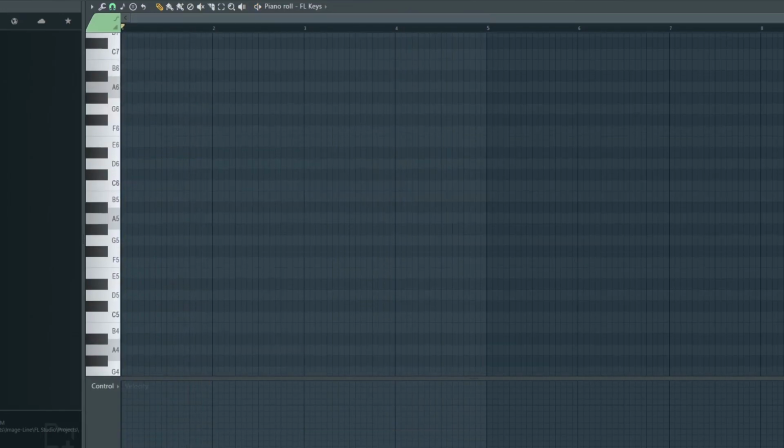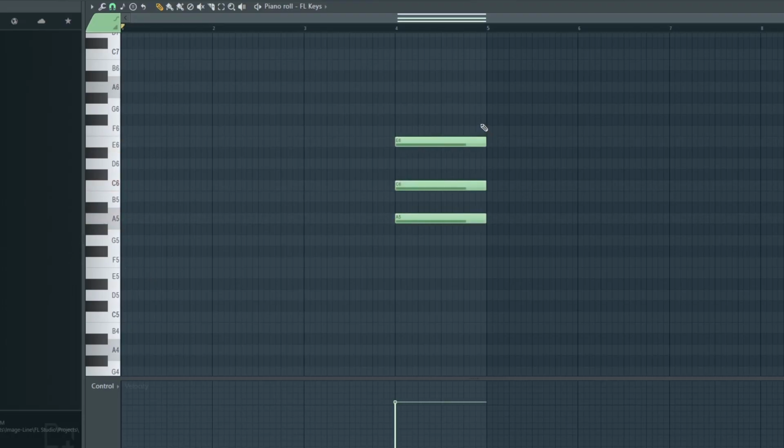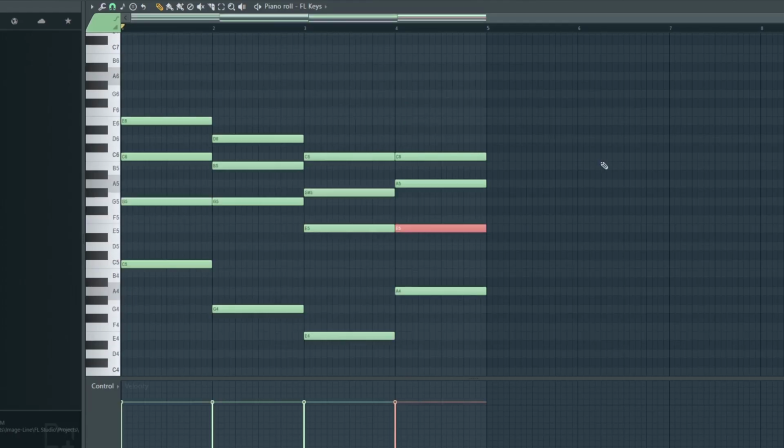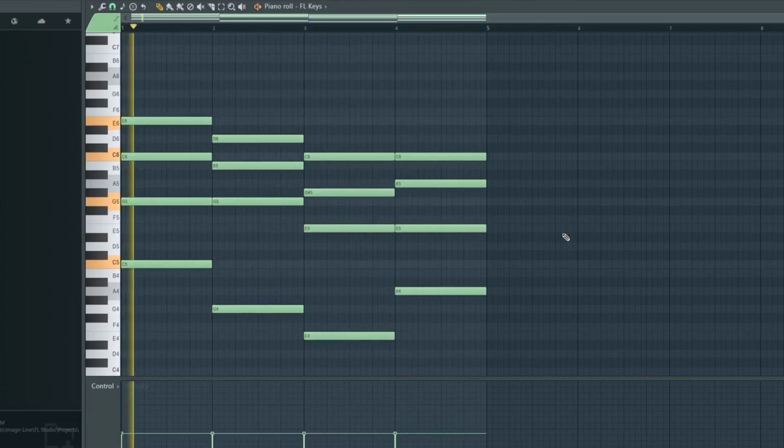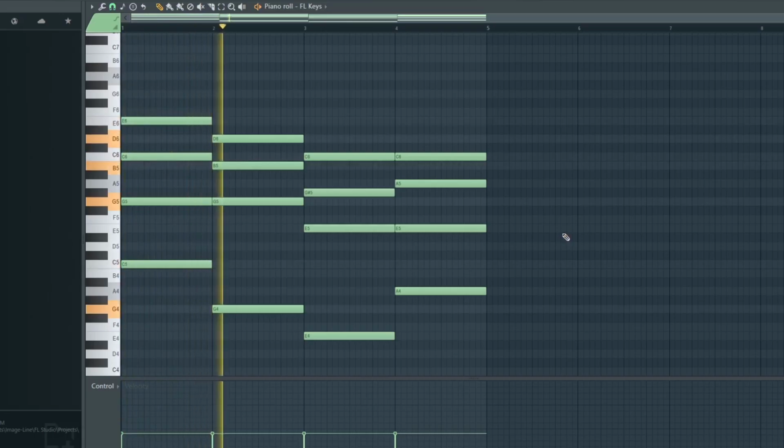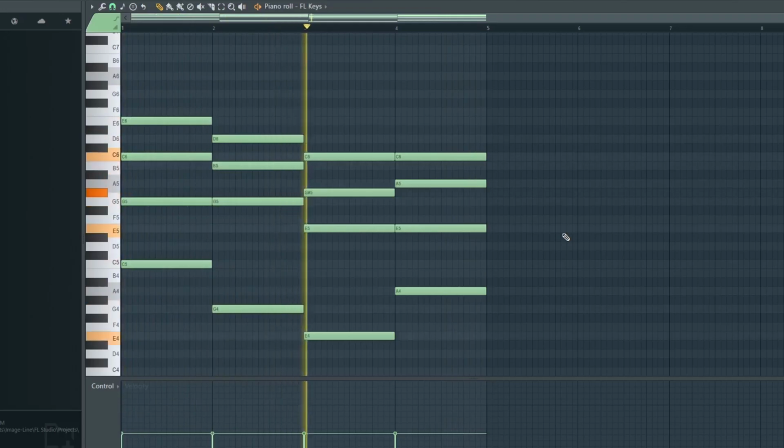Well, last but not the least, let's look at how to make hopeful progression. With hopeful progression, we established that we have to end on the tonic first. So here's the progression, the 3-7-5-1. So these are just guidelines to help you make chord progression for every mood.